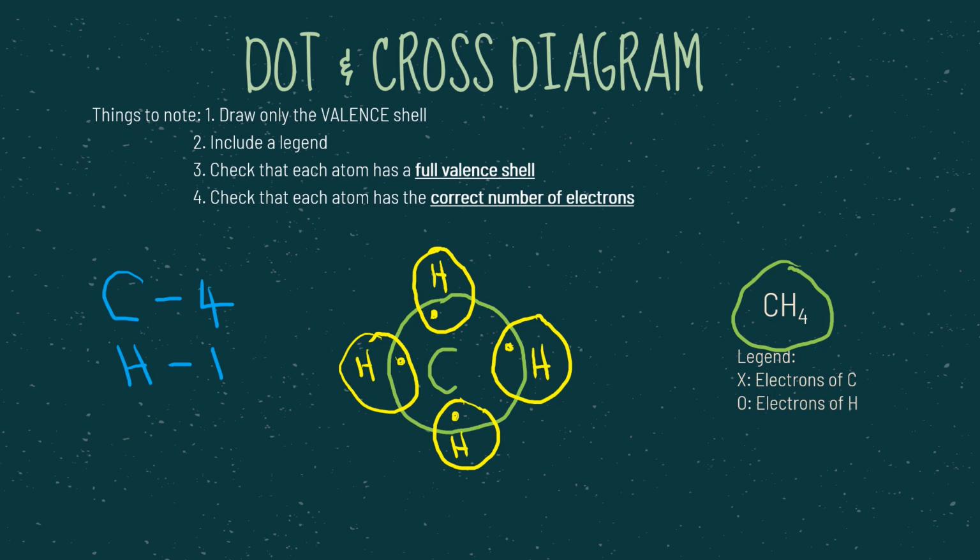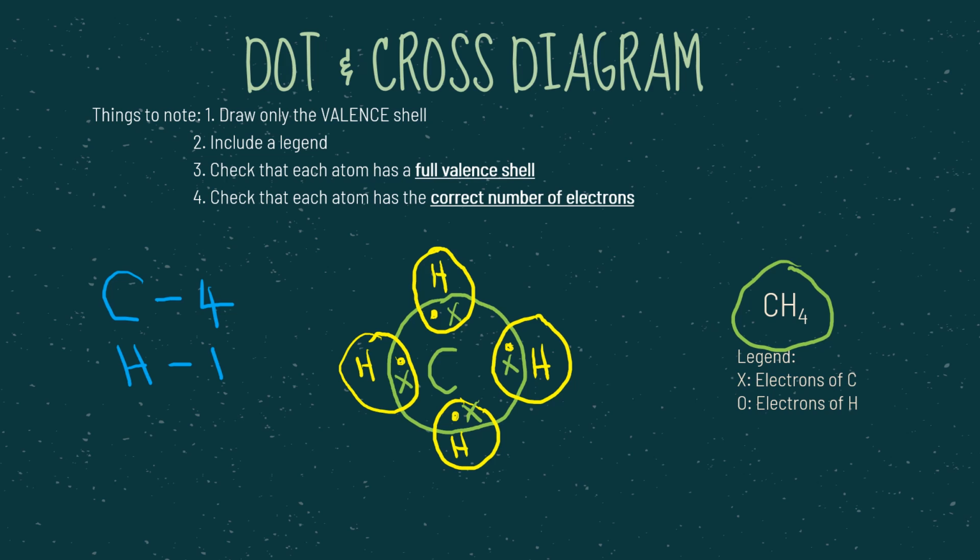Now let's draw the electrons of carbon. Carbon has 4 electrons, so it can share 1 electron with each hydrogen atom. 1 here, 1 here, 1 here, and the last one here. So now we need to check points 3 and 4. We need to see whether each atom has a full valence shell, and whether each atom has the correct number of electrons.